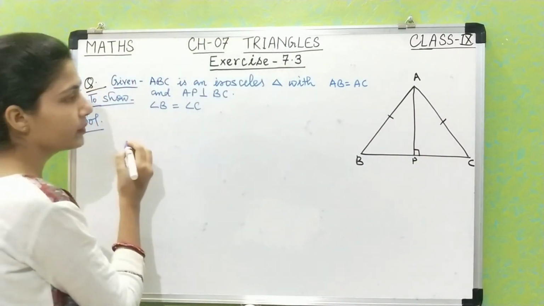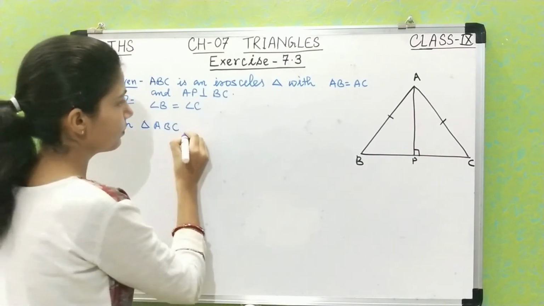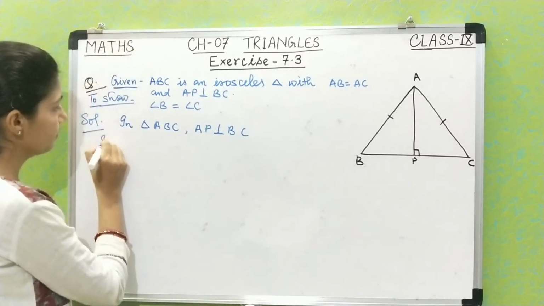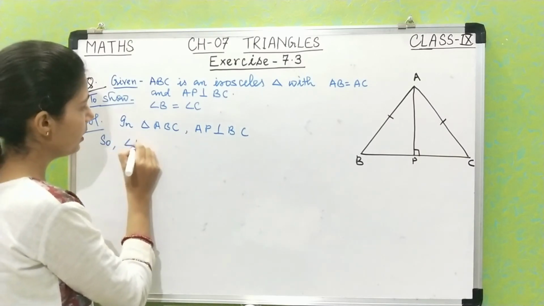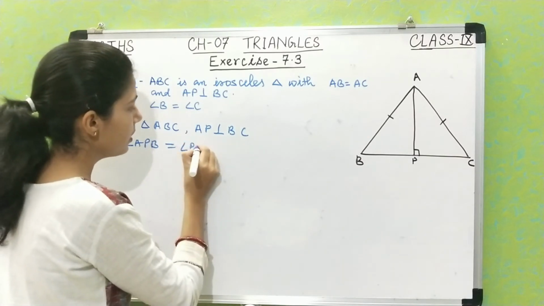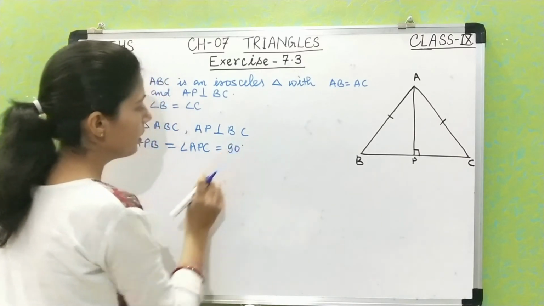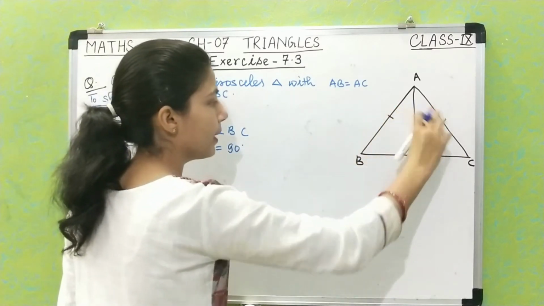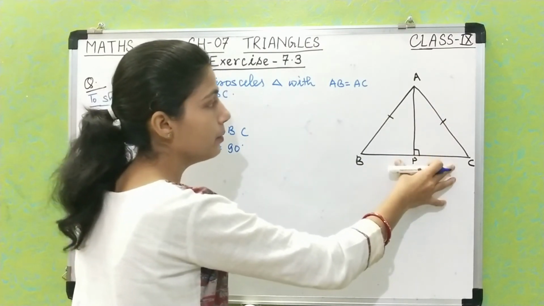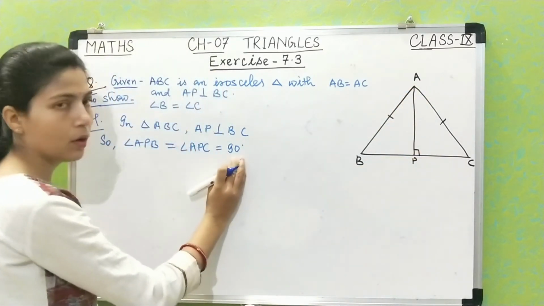Okay, so let's see here. In triangle ABC, AP is perpendicular to BC. So angle APB equal to angle APC. Angle APB equals to angle APC, that is equals to 90 degree. Why? Because this AP is perpendicular to this side BC, so it will make 90 degree angle with BC. So APC or APB both are of 90 degree.